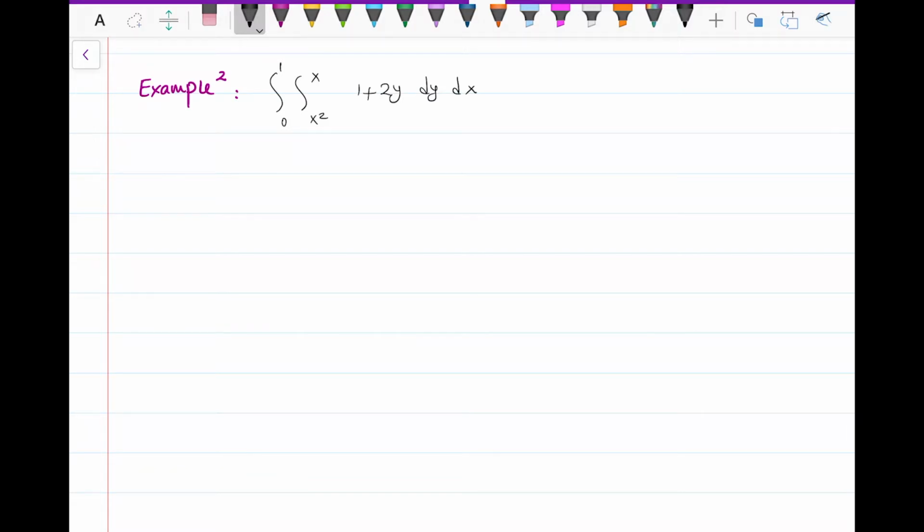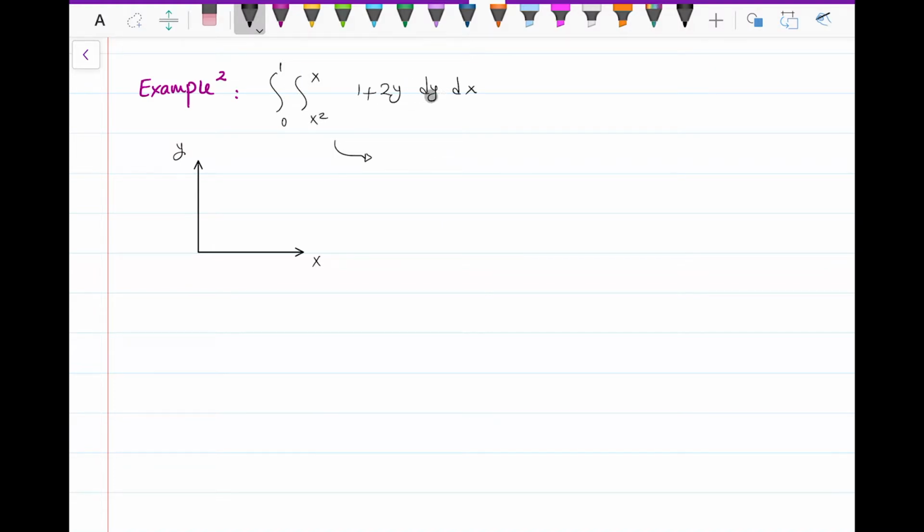Okay. So to graph the region, this is the x-axis, this is the y-axis. How can I graph the region when it is not given? So look at the integral. I have the double integral.